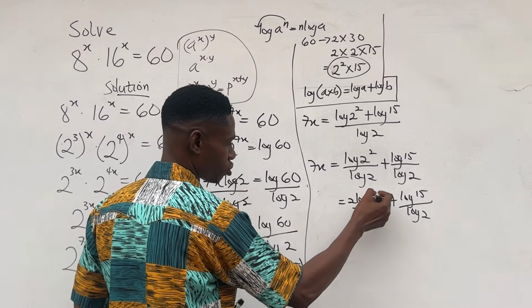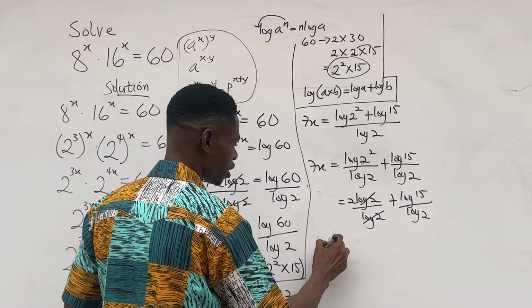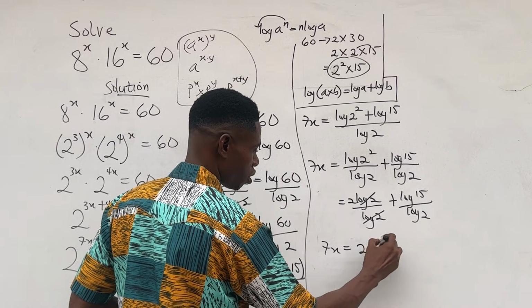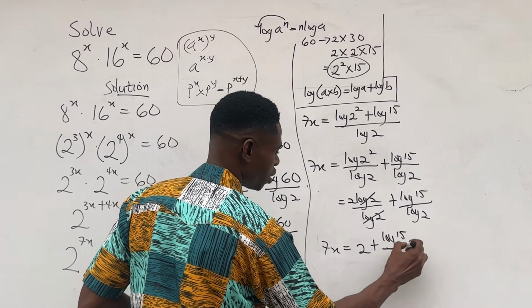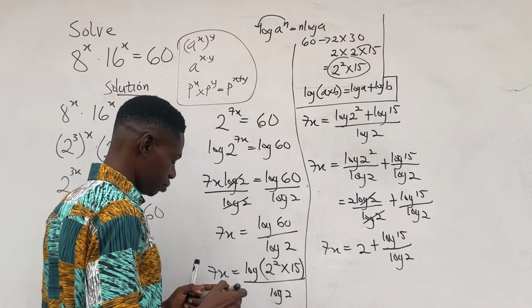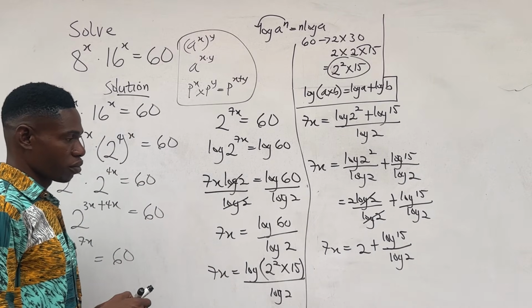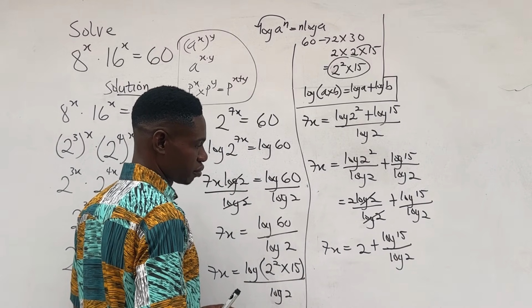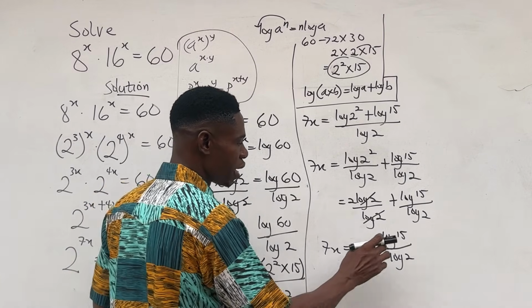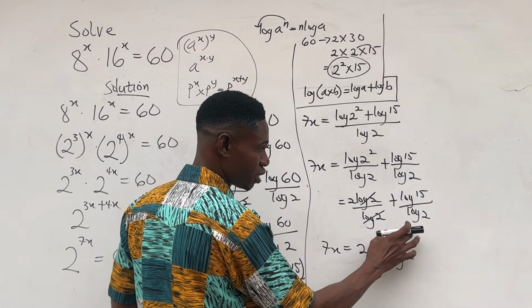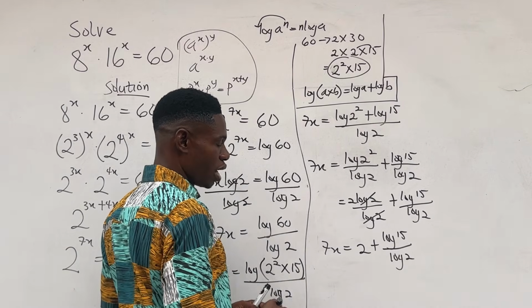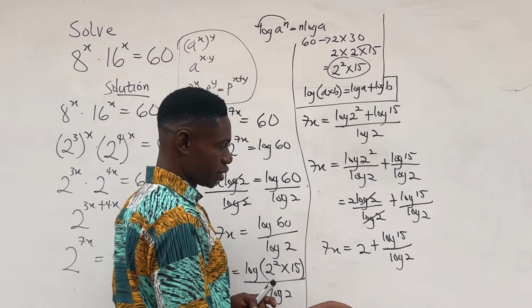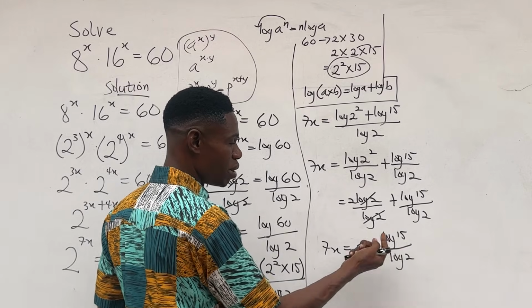Okay, so log 2 cancels log 2 easily. So we have 7x equal to 2 plus log 15 divided by log 2. And now if you remember our change of base law in logarithm, if we change this log 15 to base 2 and change this log 2 to base 2, log 2 base 2 will give us 1. And then we're going to have log 15 base 2.